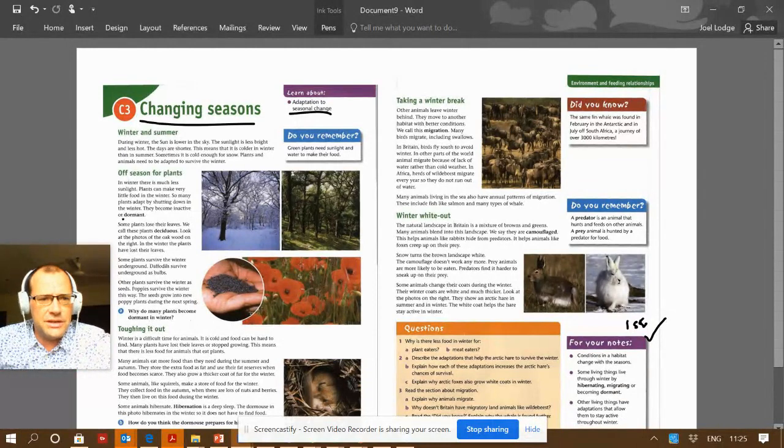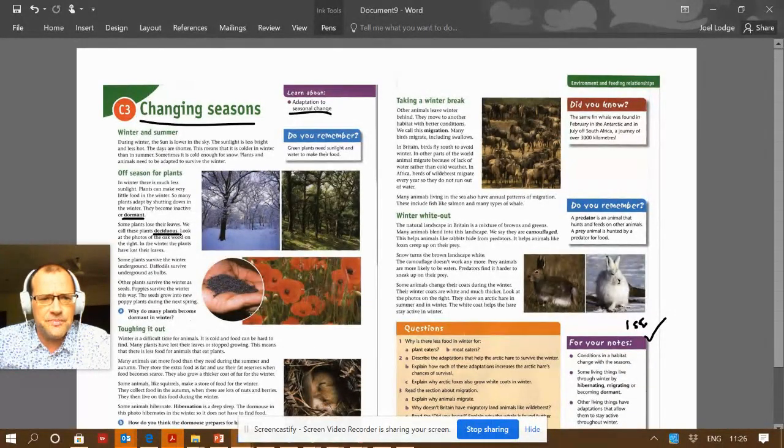Dormancy. So what is dormancy? Organisms become dormant. They become inactive. They shut themselves down, or they reduce the activity of living processes during the winter months, maybe when it's too cold.